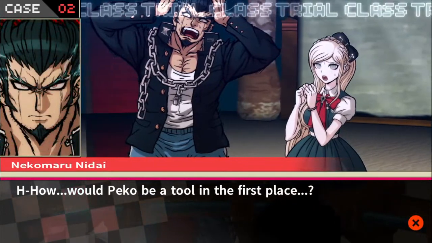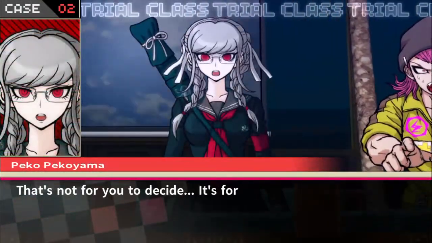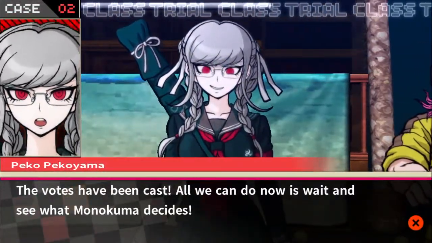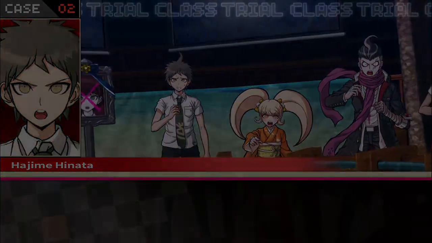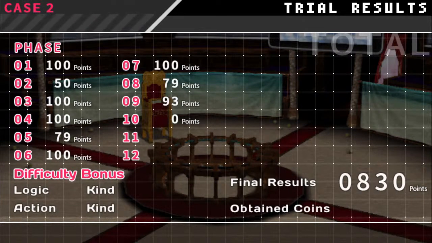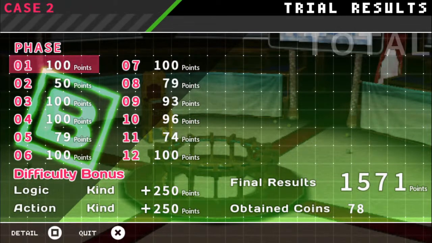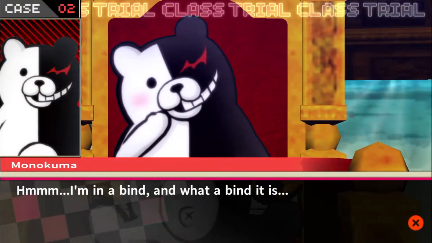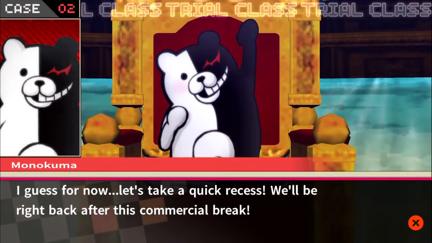How would Peko be a tool in the first place? Peko is a legitimate human being! That's not for you to decide. It's for Monokuma. The votes have been cast. All we can do now is wait and see what Monokuma decides. What the hell? I'm in a bind. And what a bind it is. I guess for now, let's take a quick recess. We'll be right back after this commercial break.